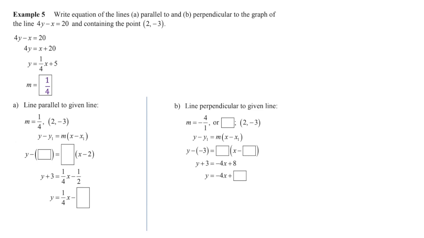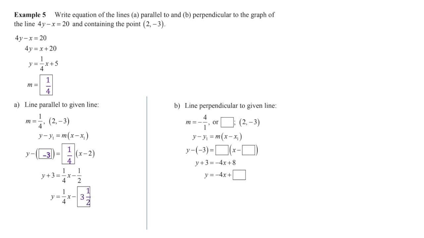So I'm going to have y minus negative 3 equal to my slope times x minus 2, which is our x value. I can simplify the double negative by turning it to a positive and distribute my 1/4 to my x minus 2, providing me with 1/4 x minus half. My ending result then is y is equal to 1/4 x minus 3.5.